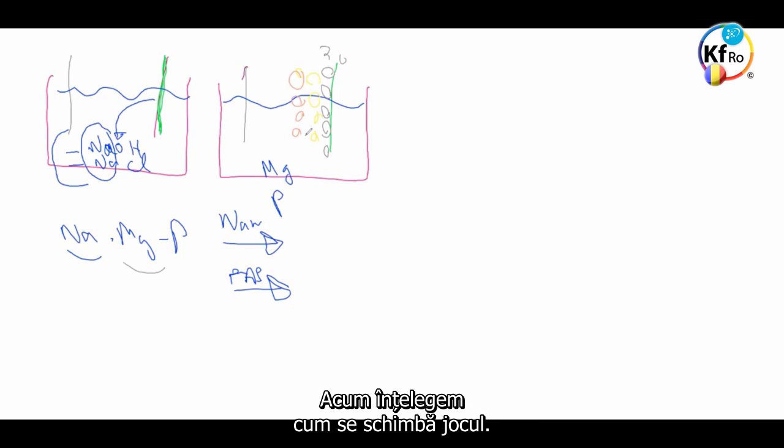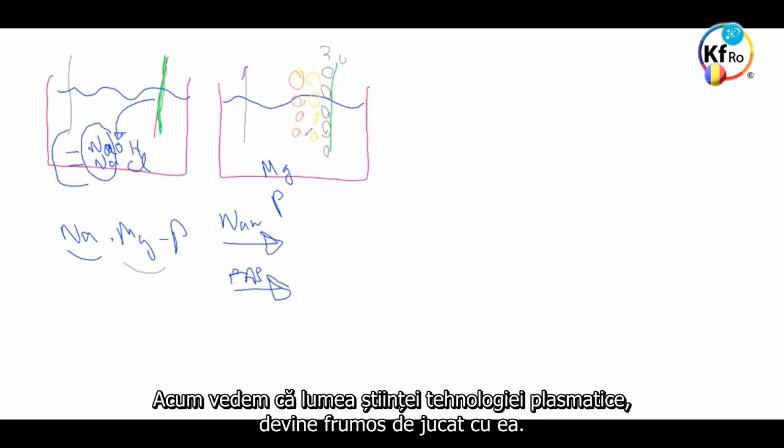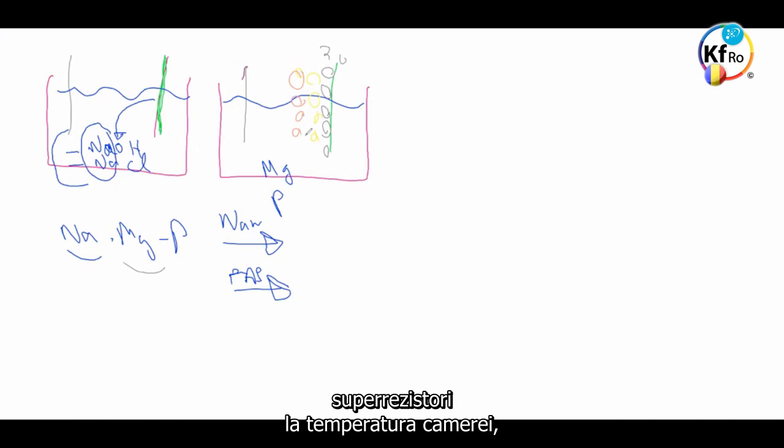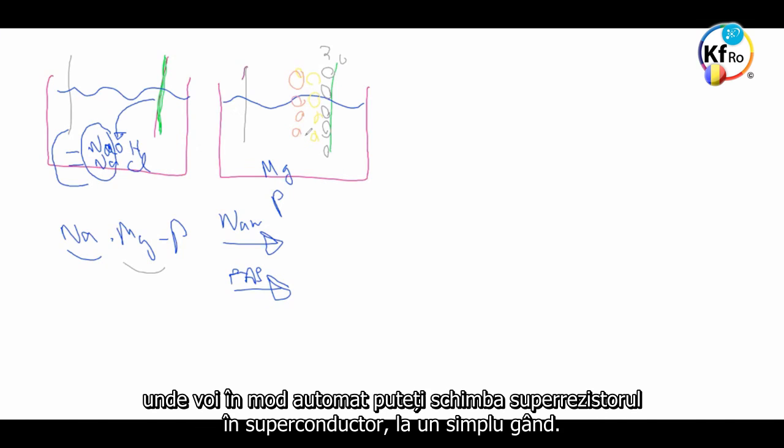Now we see the game changes. Now we see the world of the science of plasma technology becomes beautiful to play with. Now it gives us a new opportunity for production of superconductors at room temperature, super resistors at room temperature, where you can automatically switch the super resistor to superconductor with a flick of a thought.